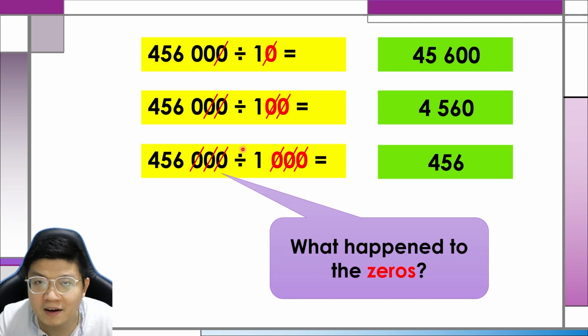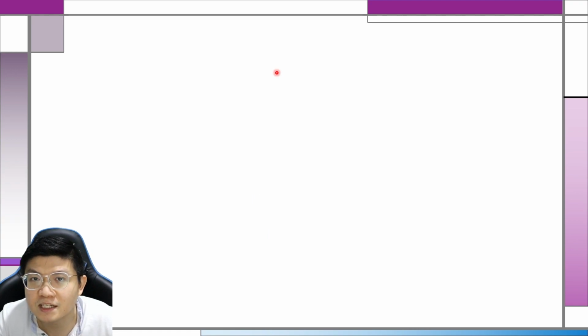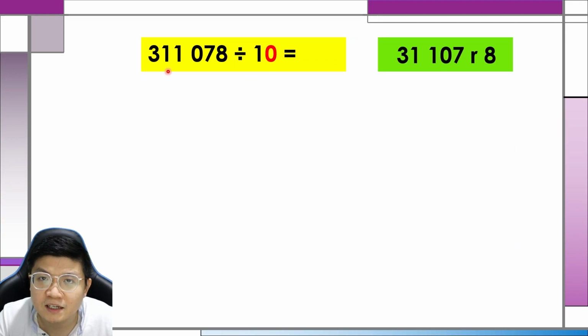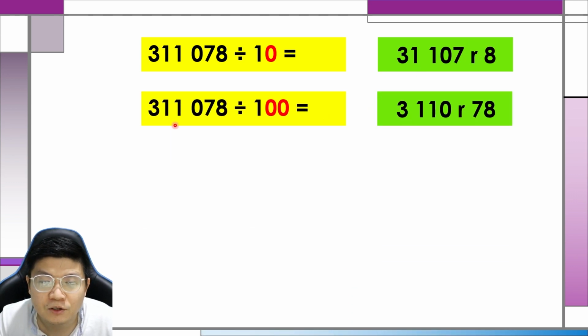Please bear in mind that you must have enough zeros to cancel. If you don't have zeros, you cannot cancel, then you cannot do the simplification. Right? Just like the next example. 311,078 divided by 10. There is no zero here to cancel. But I still can do it in such a way. 31,107 remaining 8.